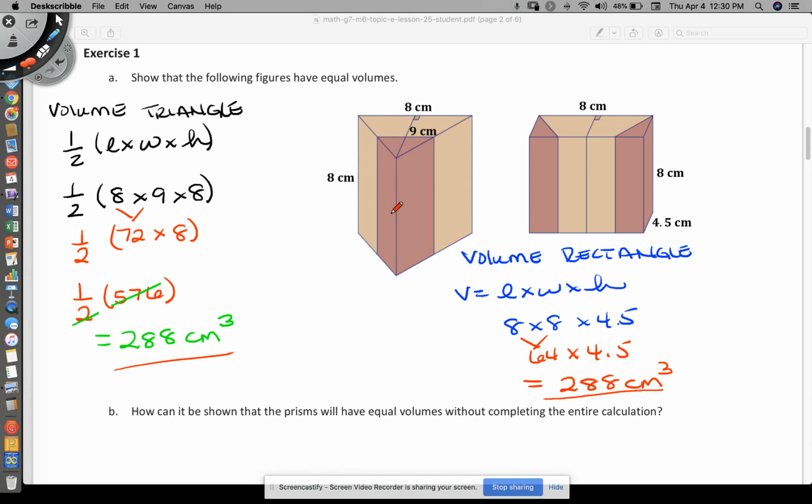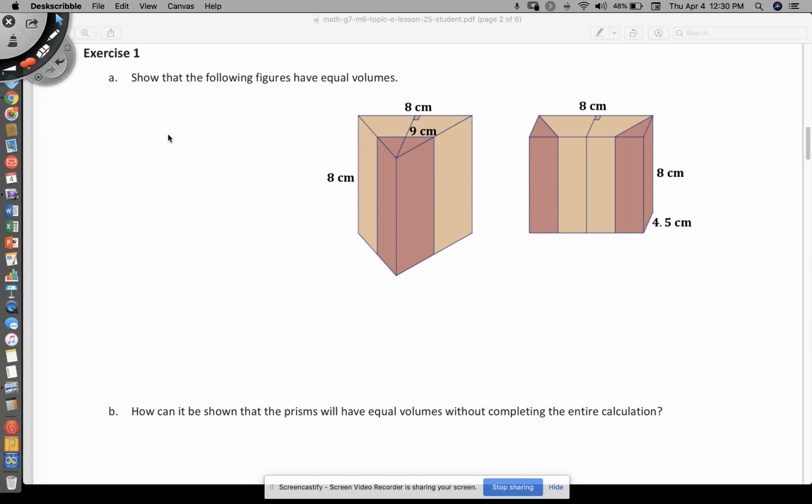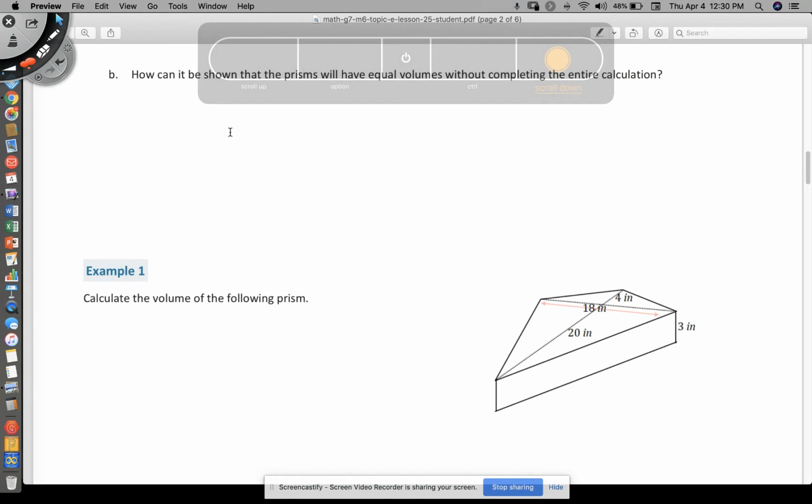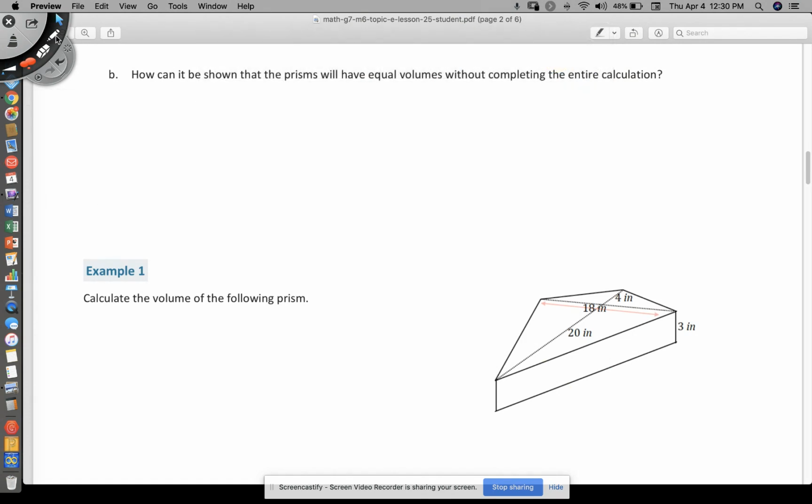If you fill this up with water or you fill this up with water, it's going to require the same amount of water. All that's different is the shape. And that's what volume is finding, is how much can I fill on the inside. So let's answer this question here. We have, how can it be shown that the prism will have equal volumes without completing the entire calculation? So what they're asking for is, how can we tell that the triangular prism is going to give me the same volume as the rectangular prism?